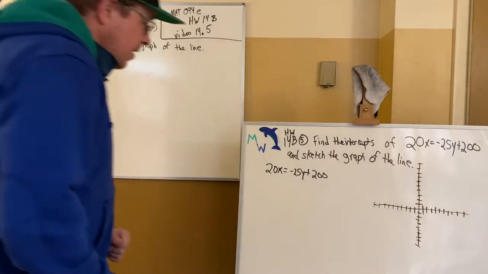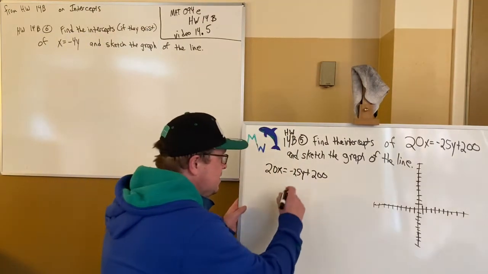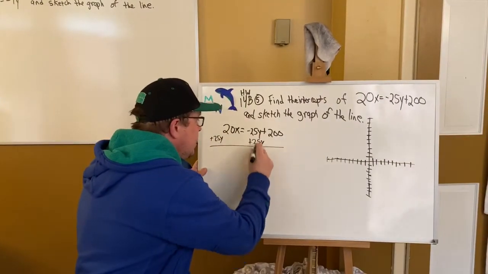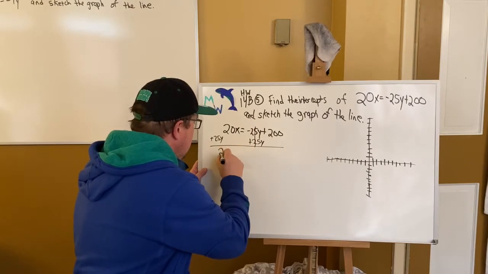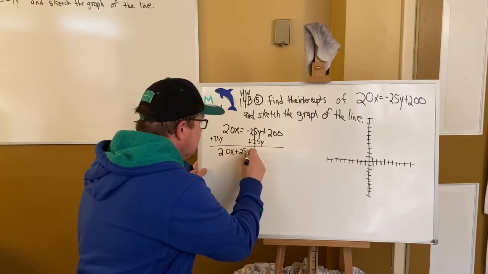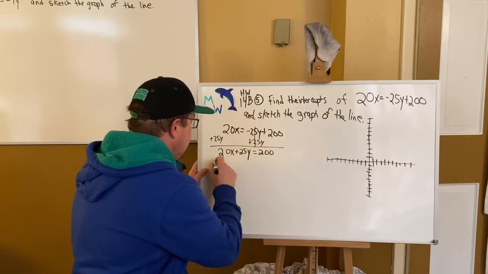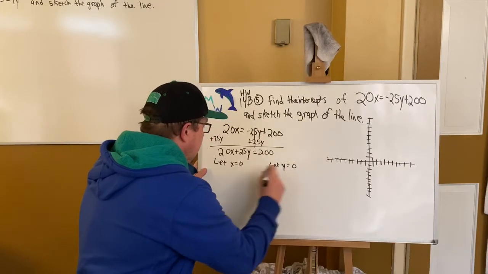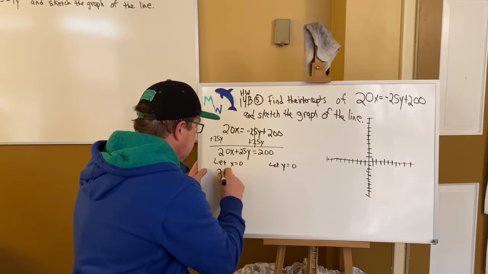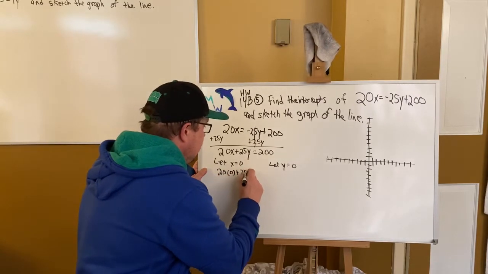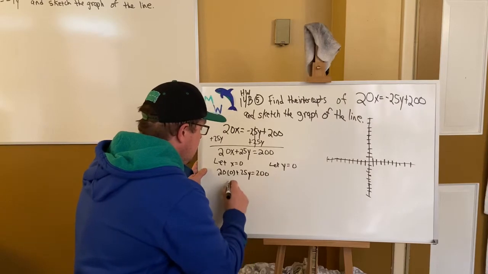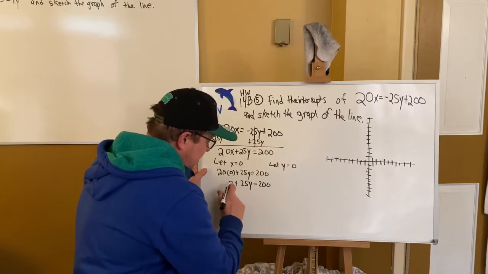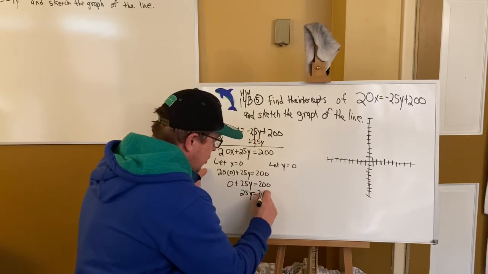I'd like to have the 200 by itself, so I'm going to add 25y to both sides of this. Here we go, plus 25y and plus 25y. Now I'd like the alphabetical arrangement of these terms, so I'll put my 20x first plus my 25y second and have that equal 200, and that's what I'm trying to graph. Now they want me to find the intercepts, so let me let x equal 0, and later I'll let y equal 0. When I let x equal 0, that means I got 20 times 0 plus 25y equals 200.